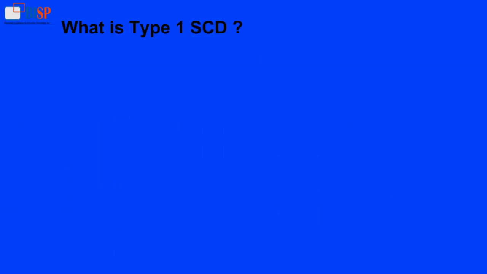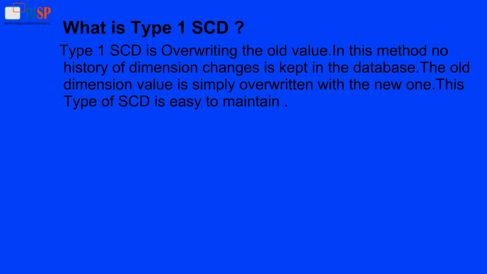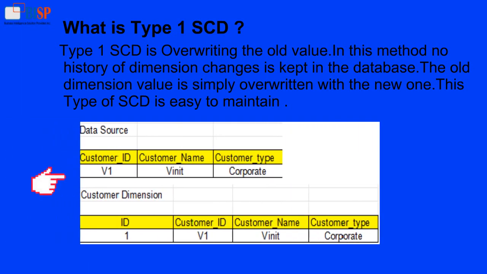What is Type 1 SCD? Type 1 SCD is overwriting the old value. In this method no history of dimension changes is kept in the database. The old dimension value is simply overwritten with the new one. This type of SCD is easy to maintain. Type 1 dimensions keep track of the current value of all attributes.